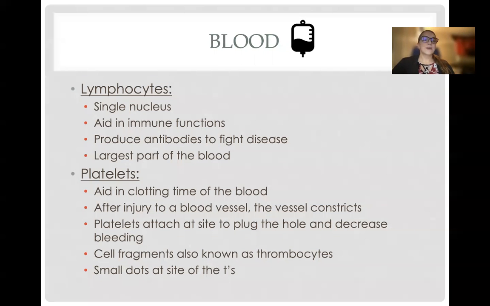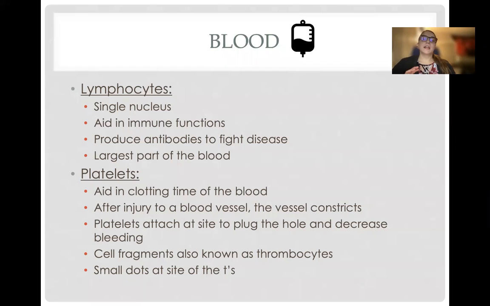All right, so into more factors with our bloods, we have the lymphocytes. These lymphocytes are single nucleus cells. They're going to help aid in those immune functions for the body, helping produce antibodies to fight disease, and they are considered to be the largest part of the blood. We then have platelets, and they will aid in the clotting time of the blood.